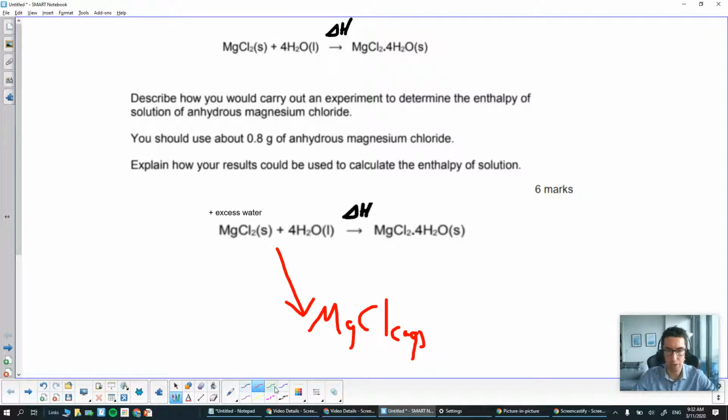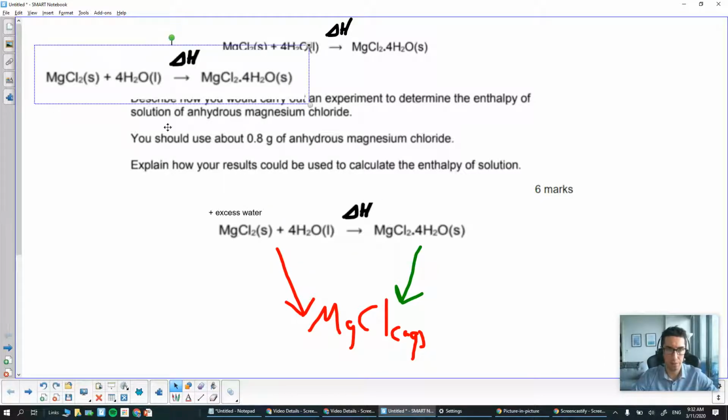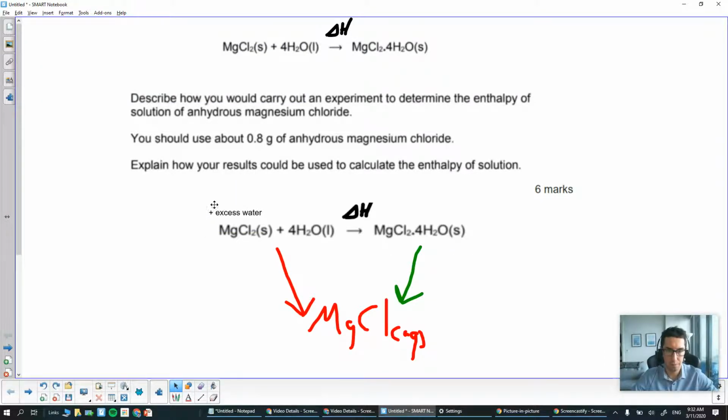We can measure the temperature quite easily. We can work out the moles quite easily. Should be quite easy to do. And the same, this one, magnesium chloride with the water in its structure, we could do the same thing. We could add excess water to it. And we could quite easily do the measurements and work out the enthalpy change for this one.